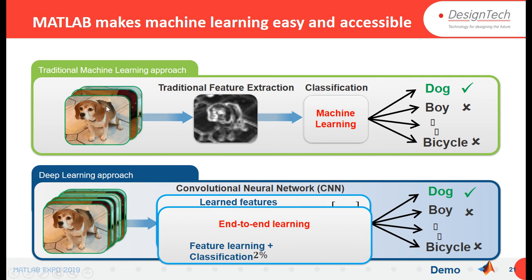So in traditional machine learning, we need to extract the unique features. We provide those features to the machine learning model, and it will learn by itself and start predicting, okay, this is a dog, this is a boy, or this is a bicycle, or different animals. So it can say this is a dog, this is a lion, this is a cat, right?